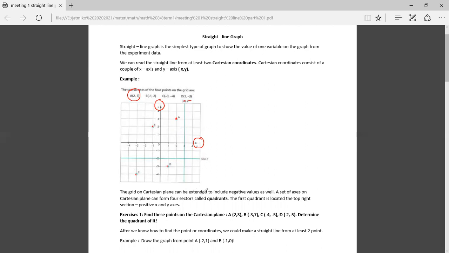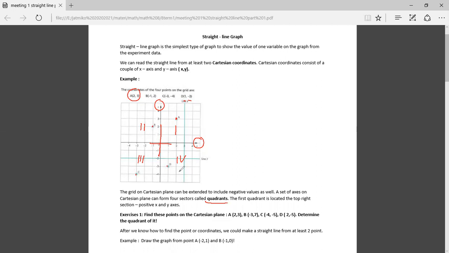And also we have another term, we call it quadrant. So from this Cartesian, we can divide it into 4 sectors. So here is the first quadrant. This is the second quadrant. This is the third quadrant. This is the fourth quadrant. So point A is in quadrant 1, point B in quadrant 2, point C in quadrant 3, and then point D in quadrant 4.